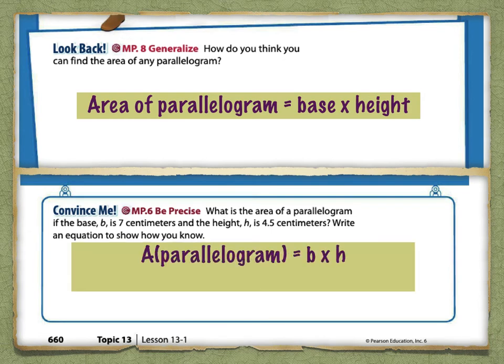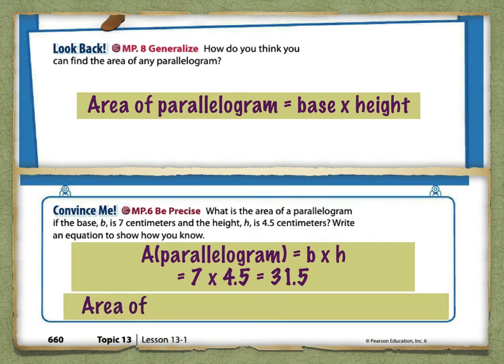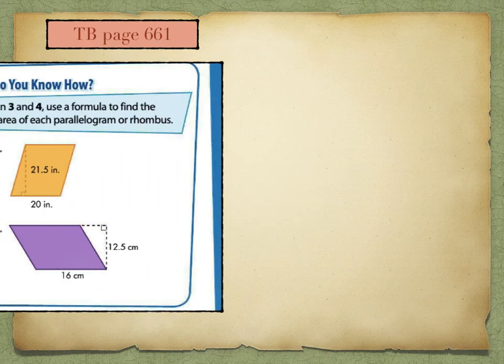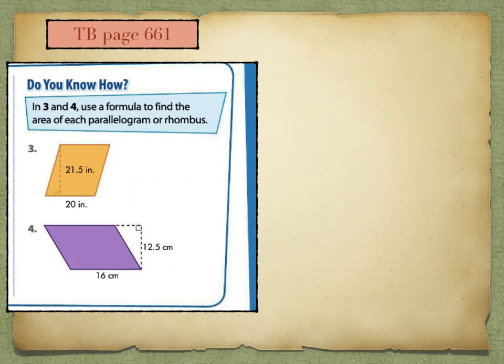So the area of the parallelogram is equal to base times height. So the base is 7 times the height, which is 4.5. So that is equal to 31.5. So the area of the parallelogram is 31.5 square centimeters. So let's answer textbook page 661. So these are the examples.